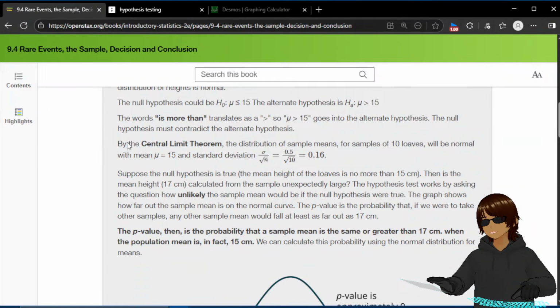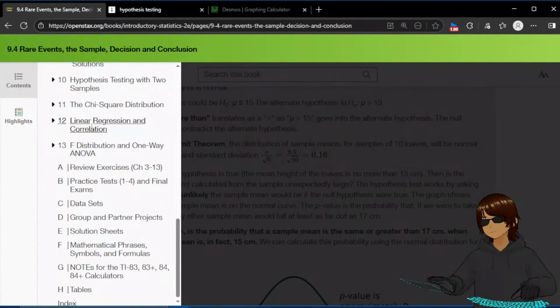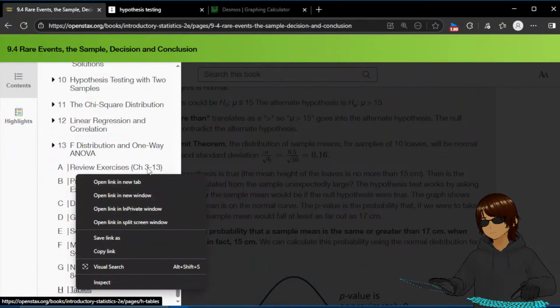Also, I want to see. Also, we have to use the z-score, right? And I want to see their table.